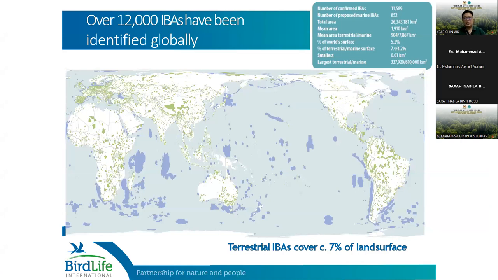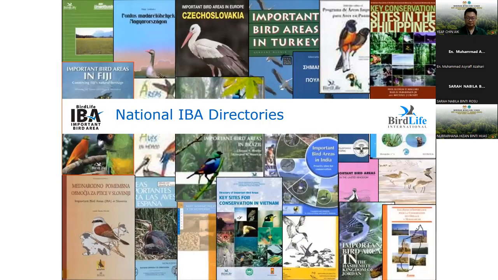So for IBAs yang telah lama bertapak, there's over 13,000 IBAs right now across the planet. So what you see here in green, in slightly darker blue, those are the IBAs, location of the IBAs in the world today. And just for terrestrial IBA, it is said to cover about 7%. I think this figure is slightly a bit more dengan penambahan IBA baru of the Earth's land surface.